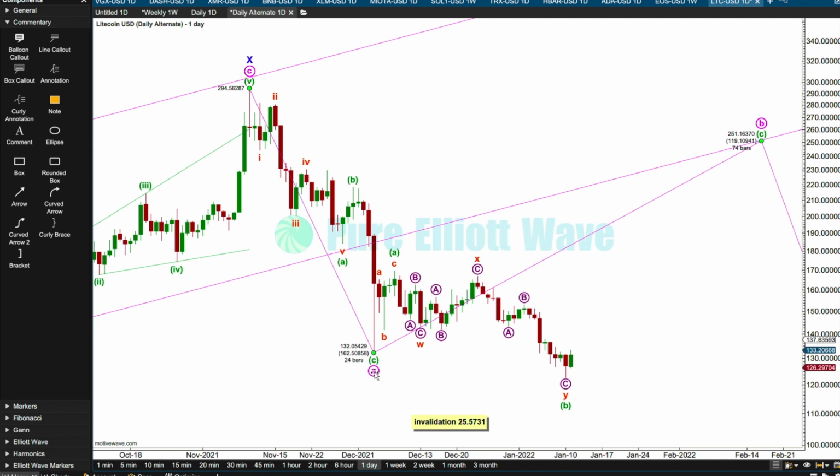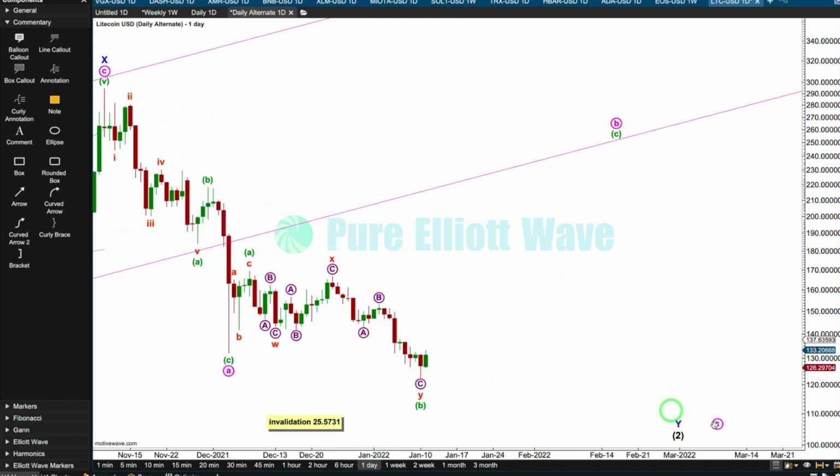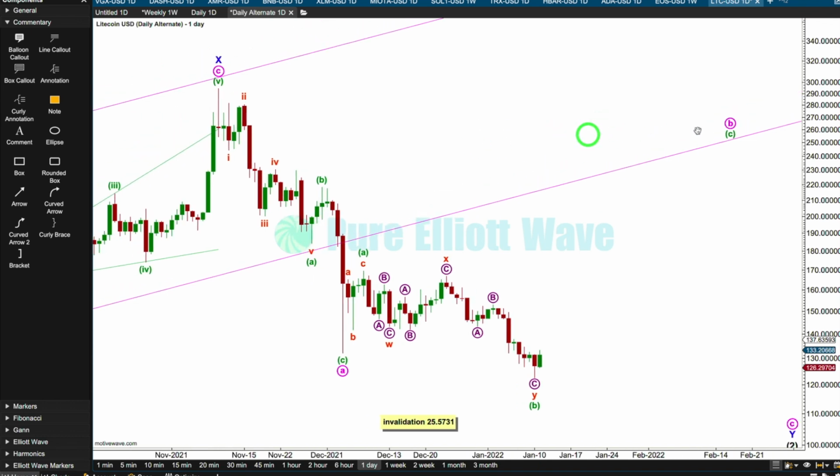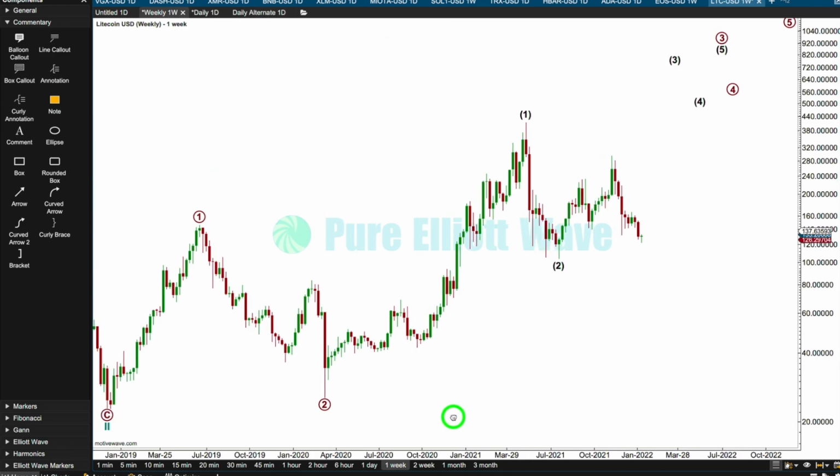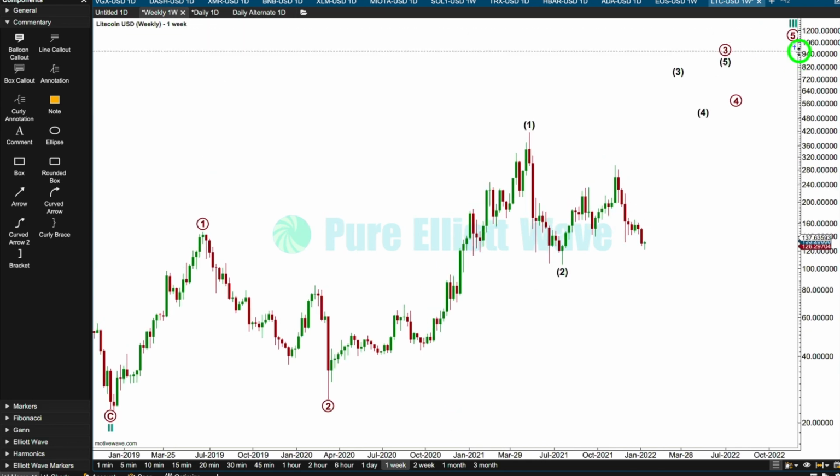Let's calculate how high minute B needs to correct. If minor Y is unfolding as a flat correction, it'll subdivide 3, 3, 5, and minute B within it must retrace a minimum 90% the length of minute A. So let's calculate that. So to summarise, this is my analysis for Litecoin.